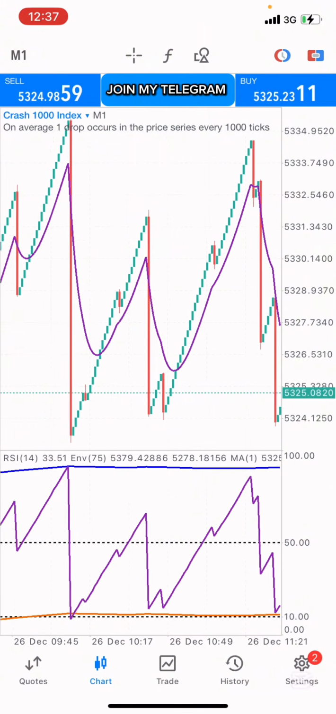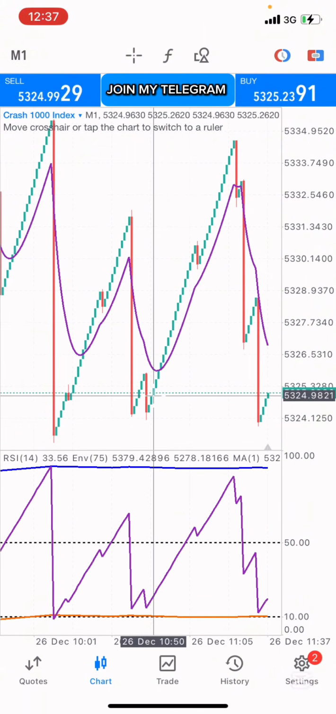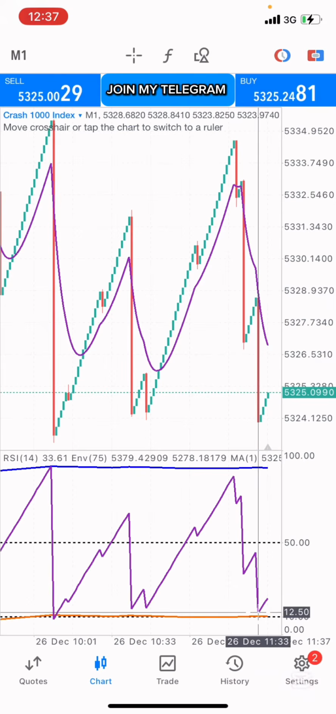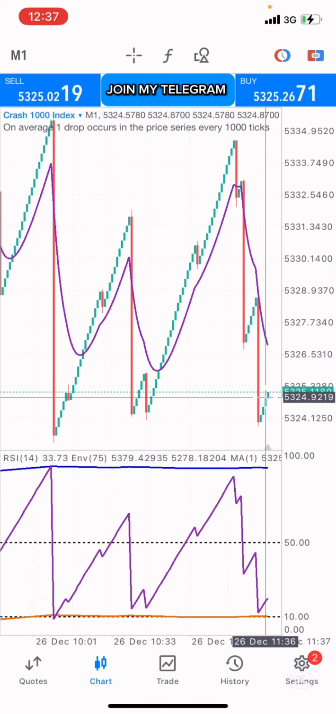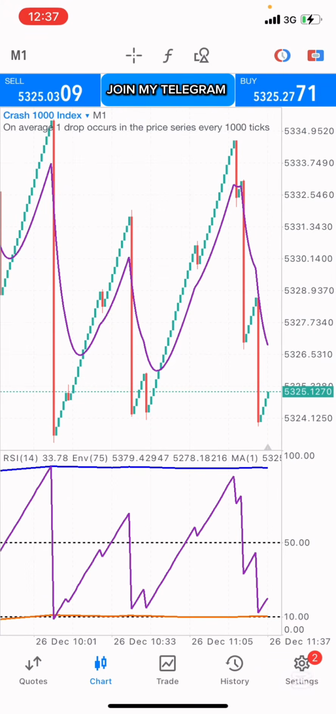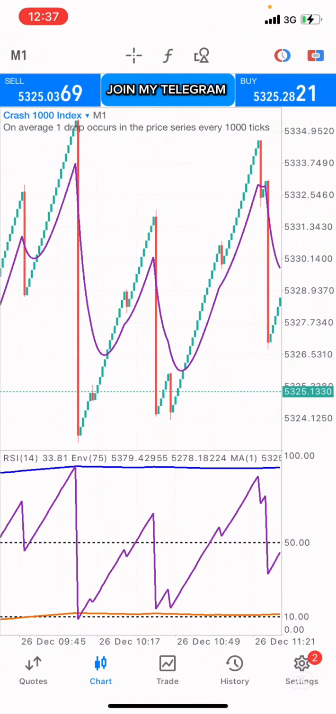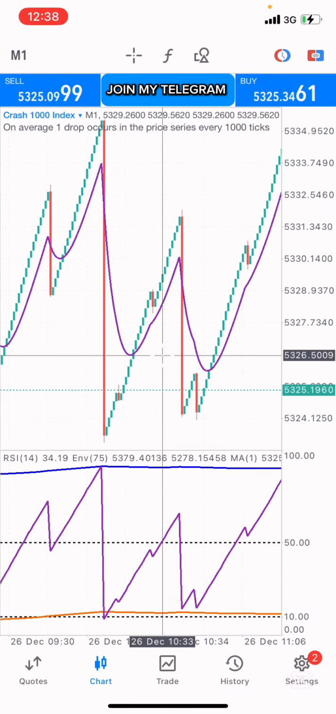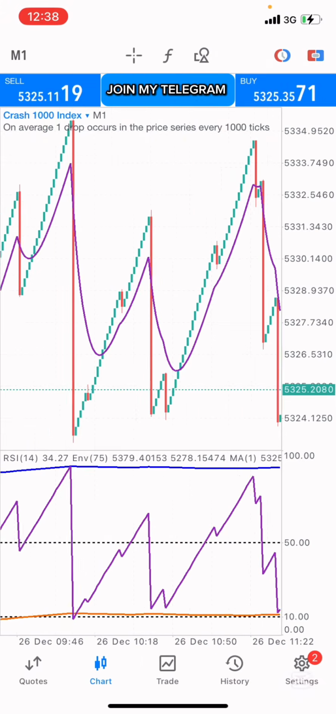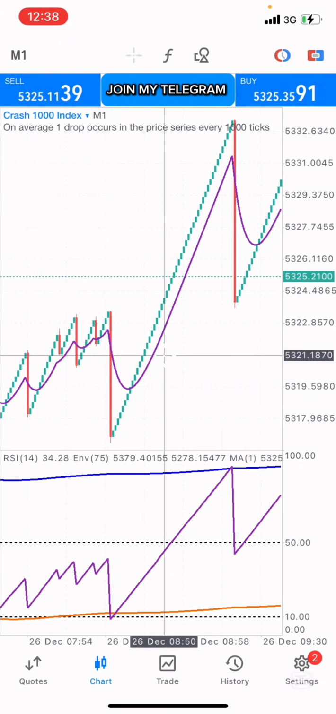Now let's take it a little bit. You can see that at this very point it's almost at this level of the lower band. At this very point you place your buy for 5 candlesticks. When it touches, or when it's almost at that point, then you place your buy and take 5 candlesticks.